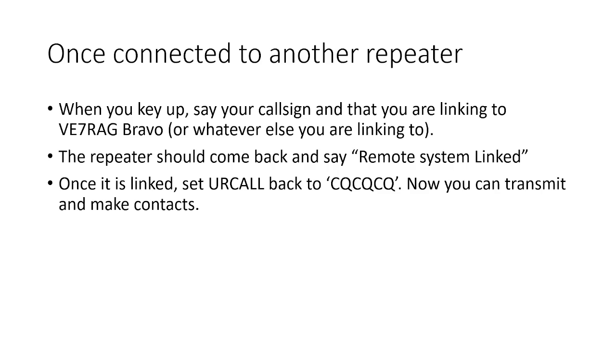Once you're connected to the other repeater, when you key up, say your call sign that you're linking to, VE7RAG Bravo, or whatever it is you're linking to. The repeater should come back and say remote system linked. Once it is linked, set your call back to CQ, CQ, CQ. Now you can transmit and make contacts.